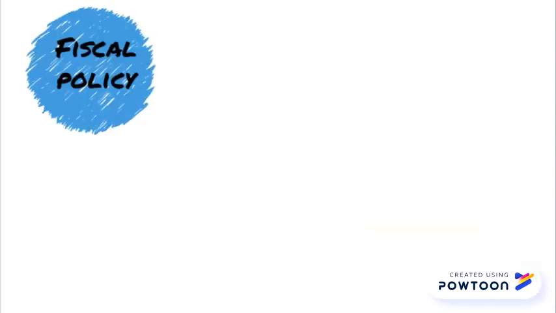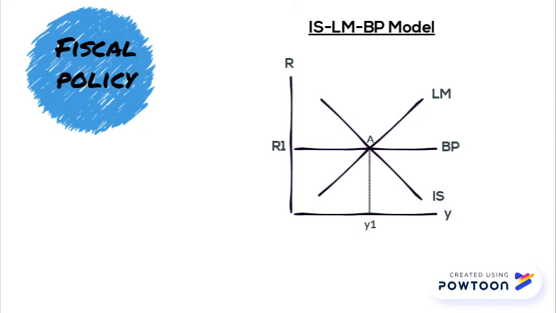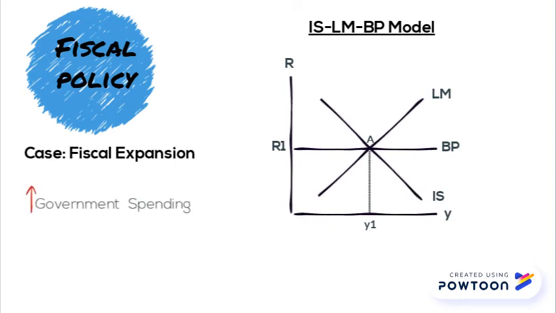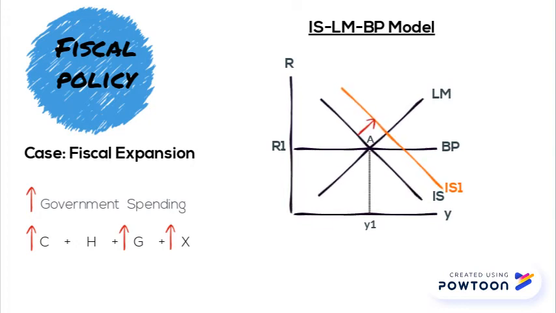When a fiscal expansion is implemented, the government will increase its spending. This will boost the economy, thus increasing consumer spending. This causes the IS schedule to shift to the right, resulting in greater income and interest rate.